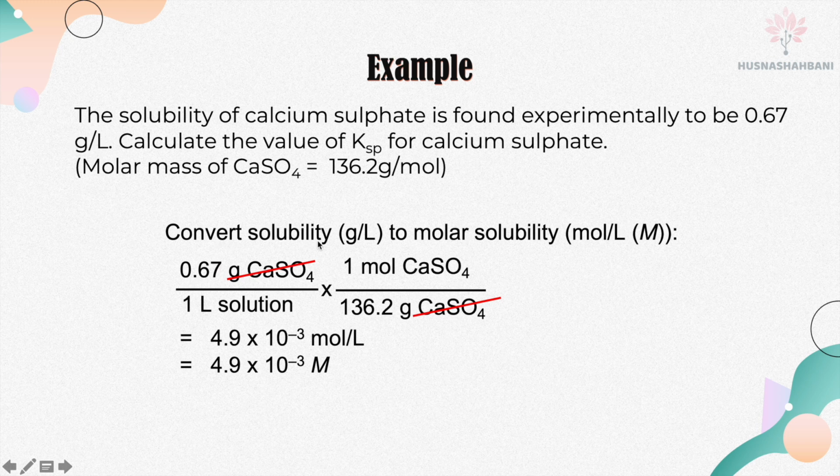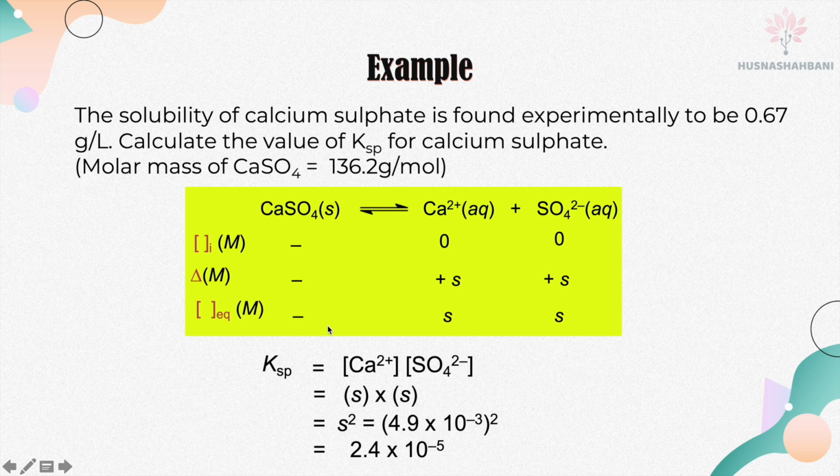So we have to convert the solubility from gram per liter to mole per liter first by 0.67 divided by 136.2 gram per mole, the molar mass, and then the answer is 4.9 times 10 to the power of negative 3 mole per liter. So now our solubility is in unit mole per liter. We can substitute this into the Ksp value, because this concentration must be in mole per liter. So now construct the ICE table.